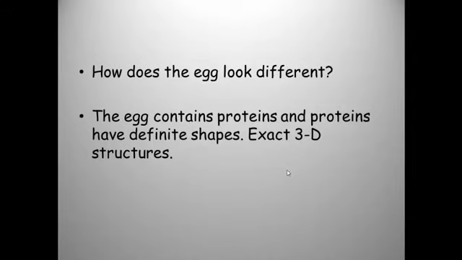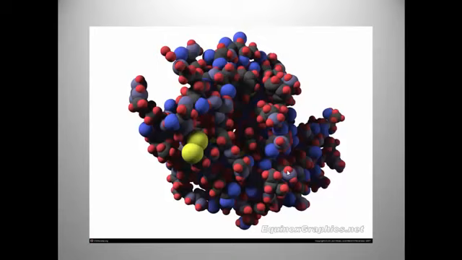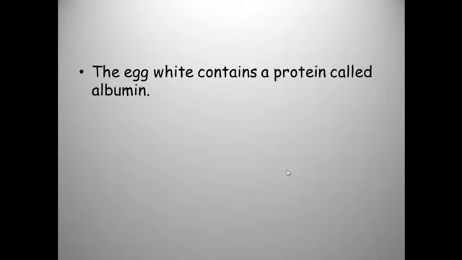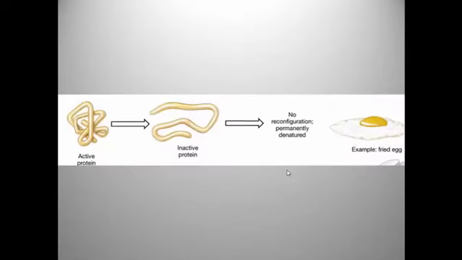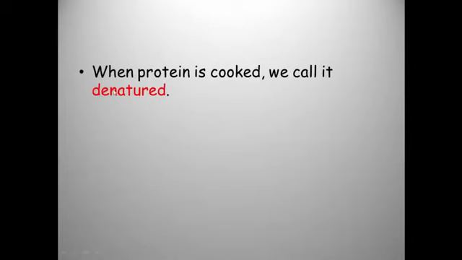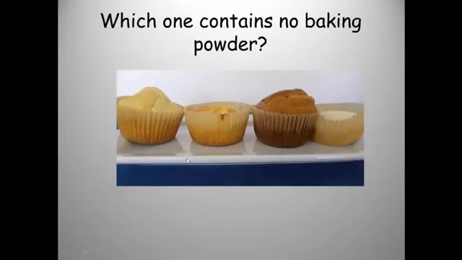Now the thing that you need to know about the egg is that the egg contains proteins, and proteins have definite 3D shapes. Like this. This is albumin. Now, like I said about albumin, it's unchanged. It looks like a certain shape, but once it's been cooked, the protein changes from the specific shape it should be into an inactive shape. Which basically means that the protein has been something called denatured. So the protein, when it's cooked, becomes denatured. That's really all you need to know about that.